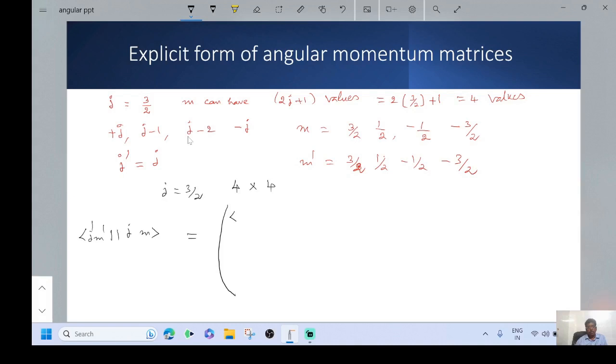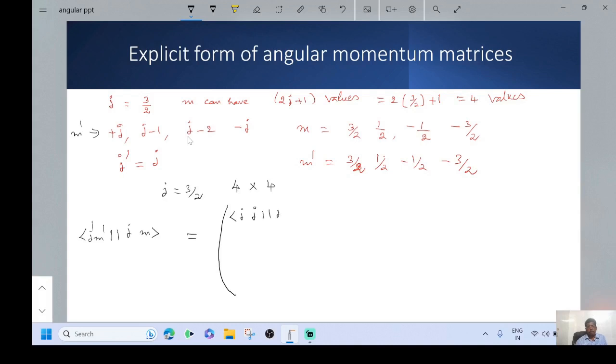j dash is always equal to j. m dash is varying from plus j to minus j. The same is true for m also. m dash is varying from plus j to minus j. So first take this plus j value, m dash.